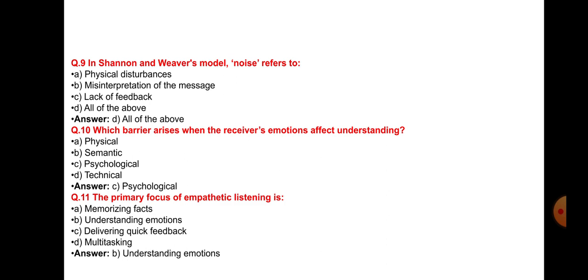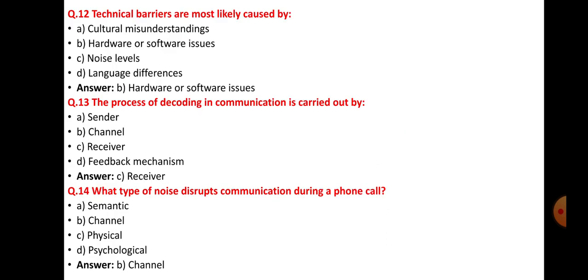The primary focus of empathetic listening is memorizing facts, understanding emotion, delivering quick feedback, multitasking. So the right answer is understanding emotions. Next question is, technical barriers are most likely caused by cultural misunderstanding, hardware or software issues, noise level, language differences. So the right answer is hardware or software issues.